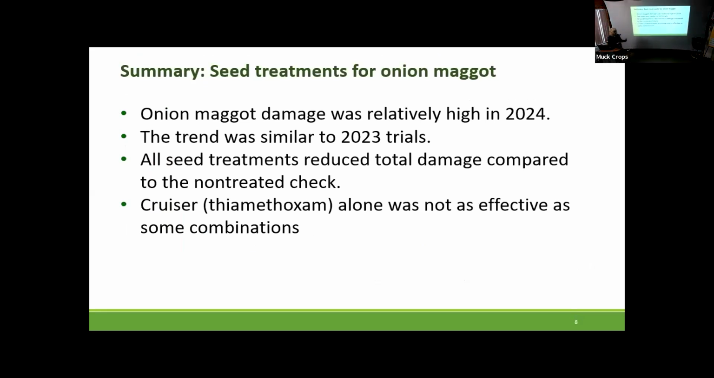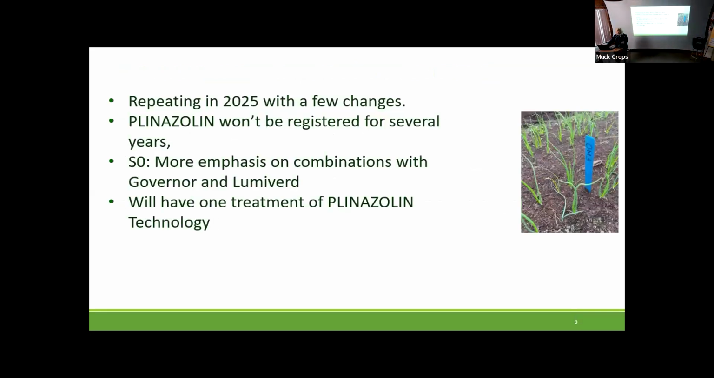So just to wrap this up, we did have relatively high damage. From our point of view, we're happy to see that because it means it's actually a good test of the treatments. But trends were similar both years, and all of the treatments were more effective than the non-treated check, which we expect to see, but sometimes when we're working with a disease like Stemphylium, we don't always get those results. And we can identify the combinations that are working well and the one single product, Cruiser, that wasn't quite as effective on its own.